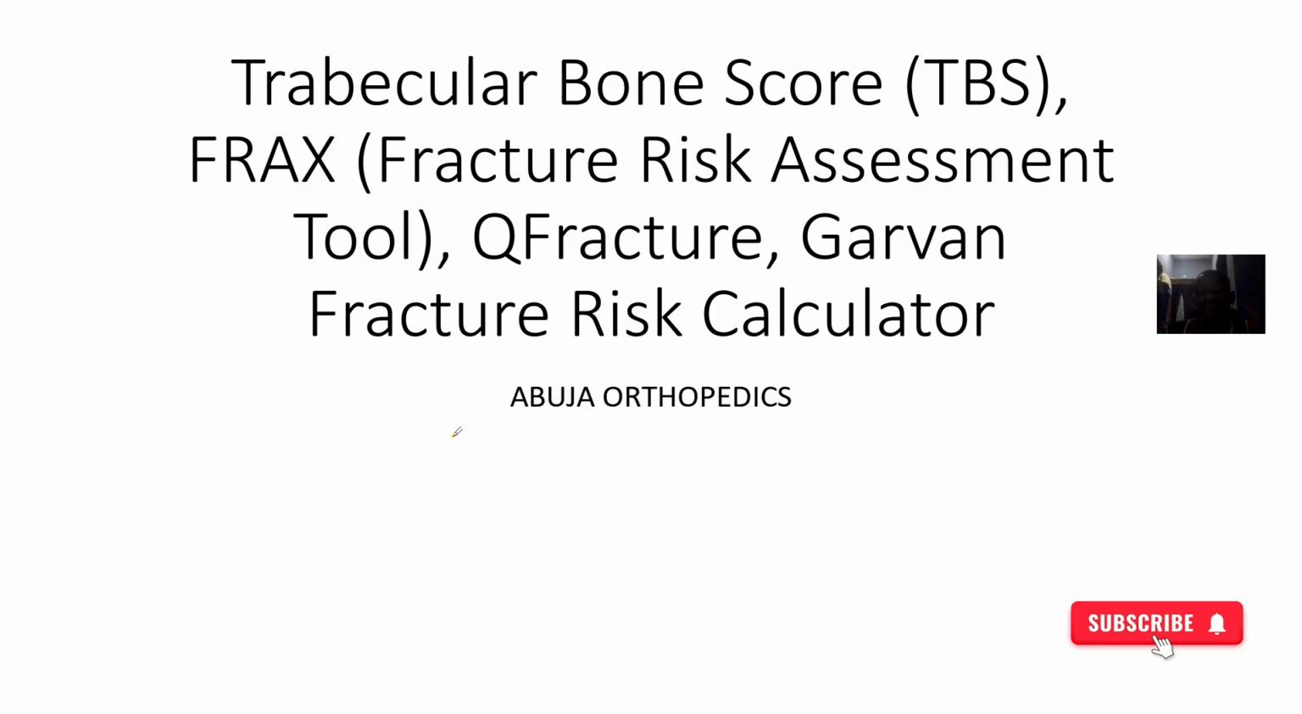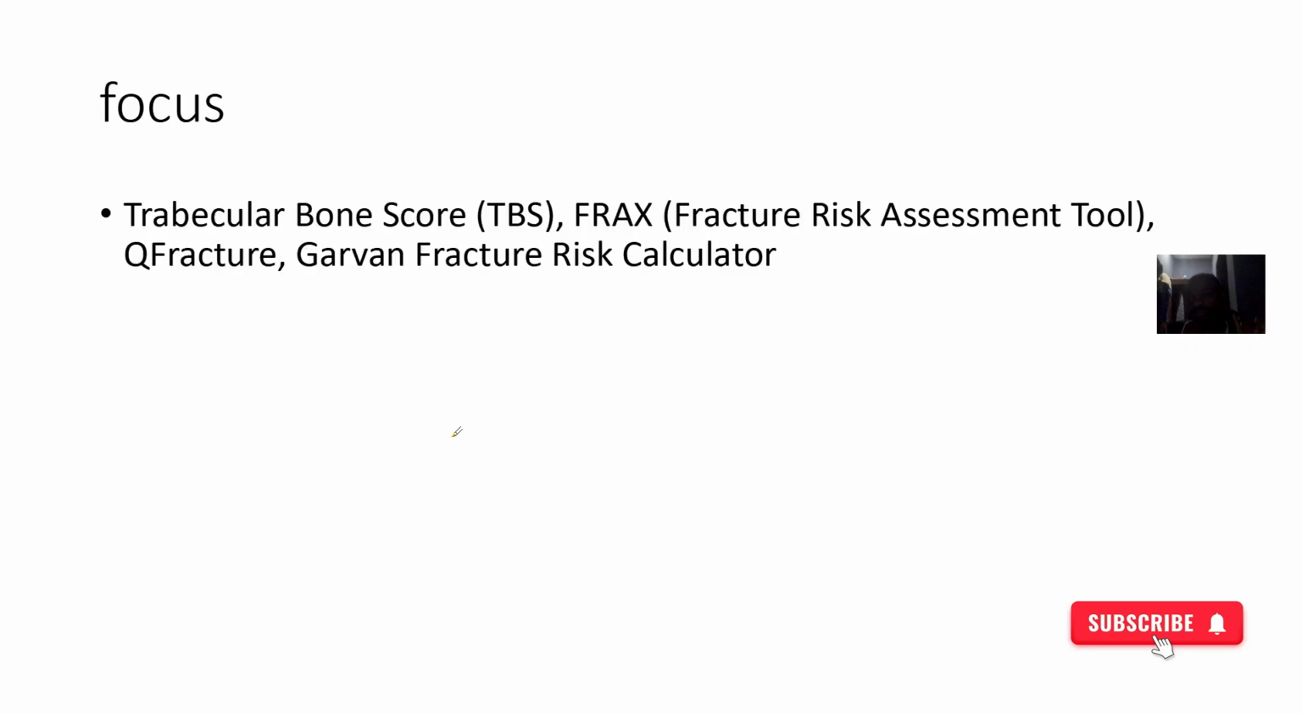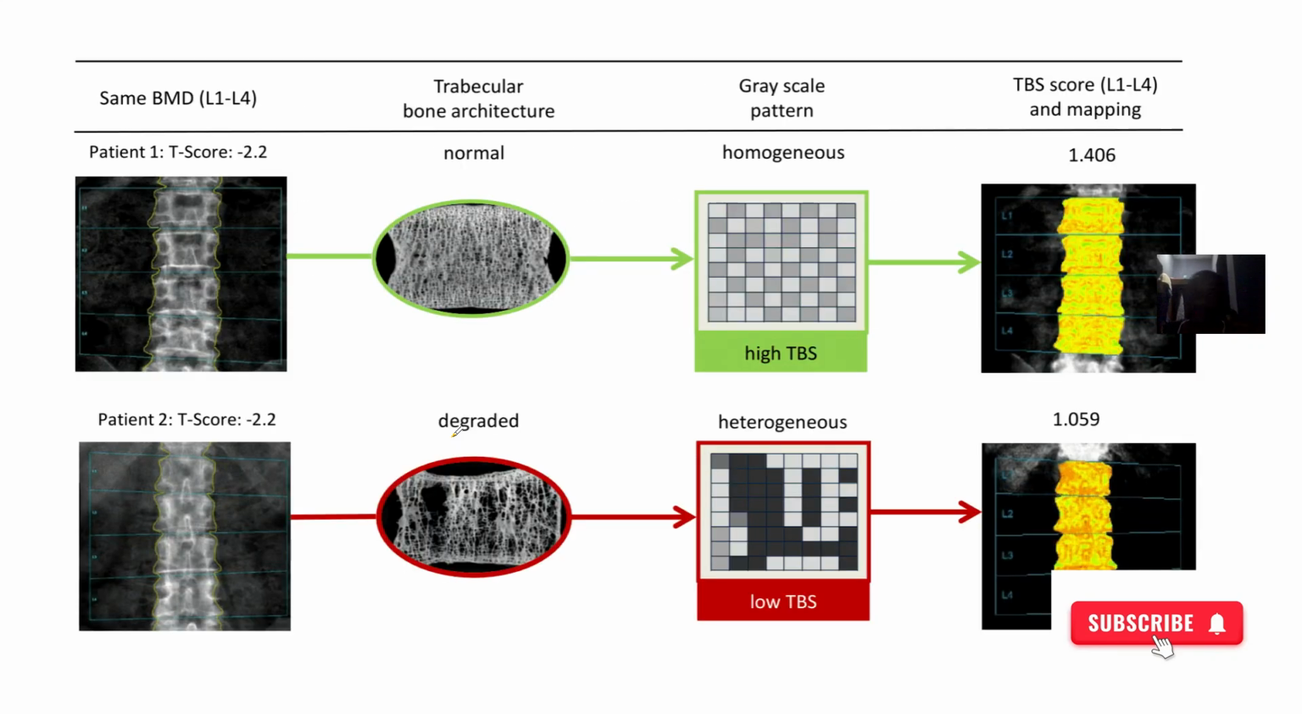So look at the Trabecular Bone Score. We look at the FRAX, which is a fracture risk assessment tool. We'll look at the QFracture. We'll look at the Garvan fracture risk calculator. So how many of them? 1, 2, 3, 4. So let's go one by one.